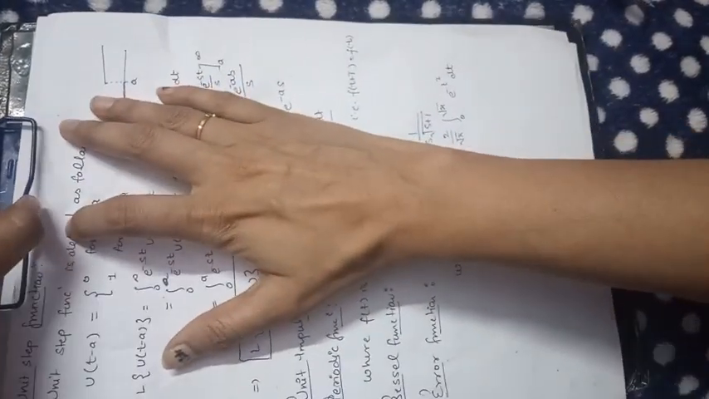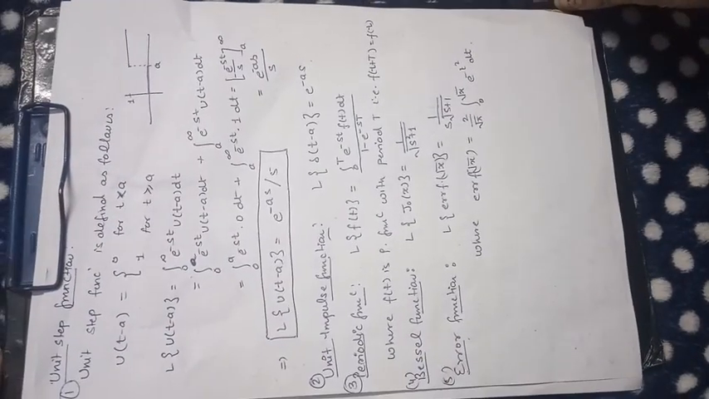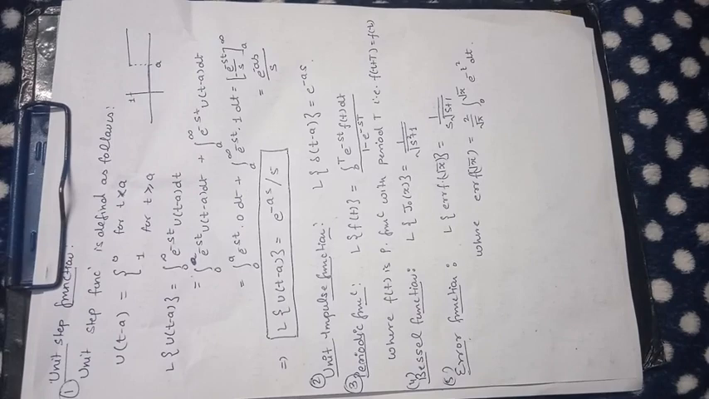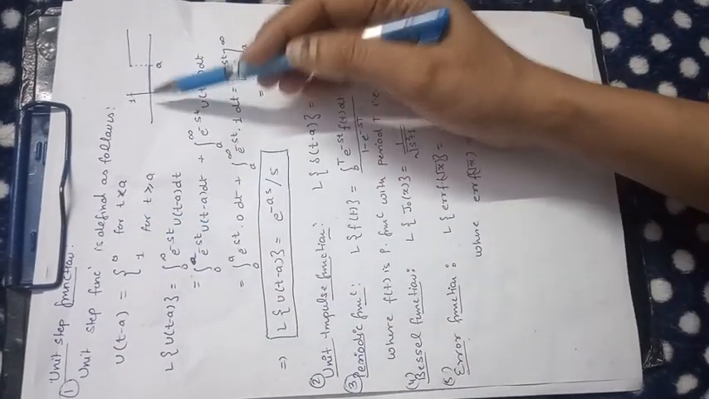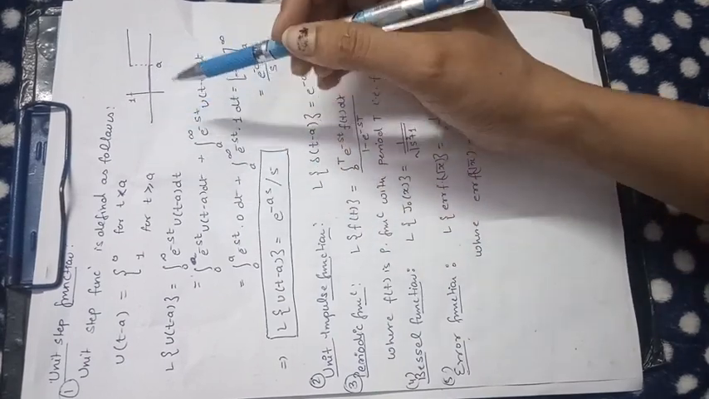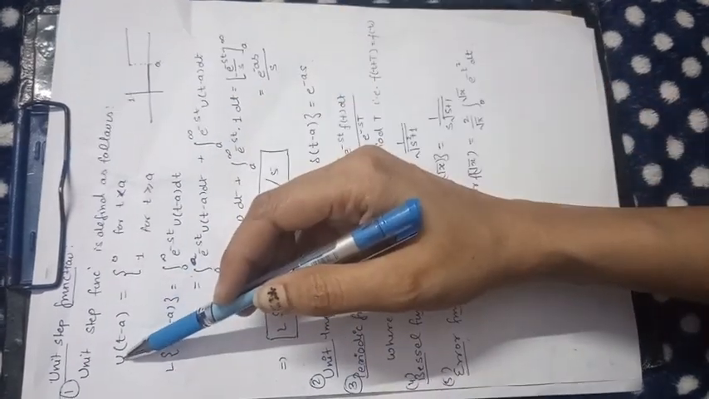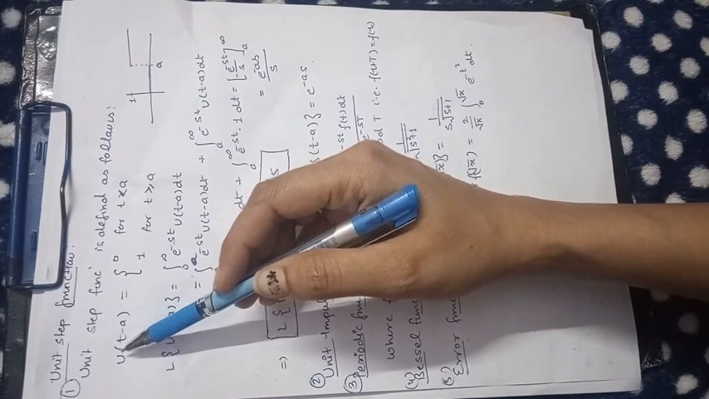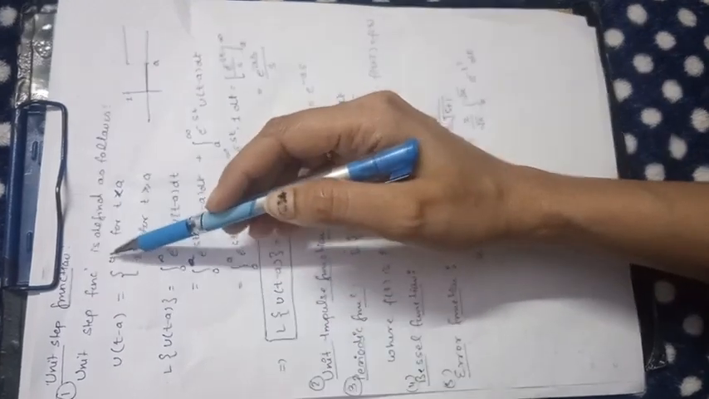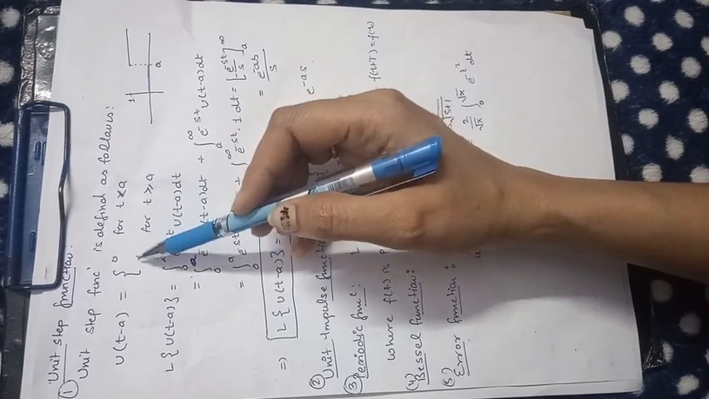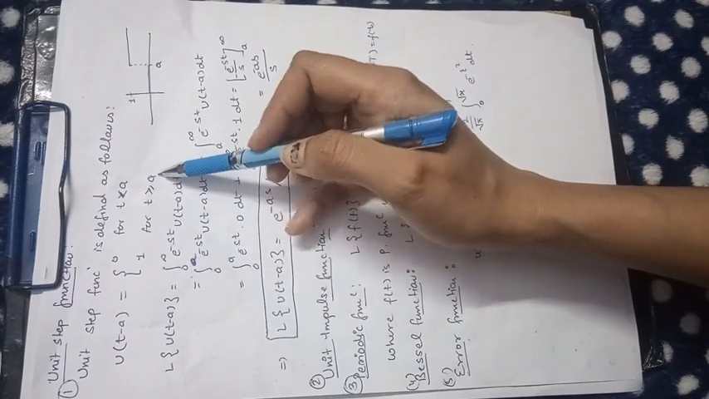Some other important functions are also here whose transformations we have to discuss. First is the unit step function. What is the unit step function? The graph of the unit step function is given here. The unit step function is defined as u(t - a), and its value is always equal to 0 when t is less than a and equal to 1 when t is greater than or equal to a.